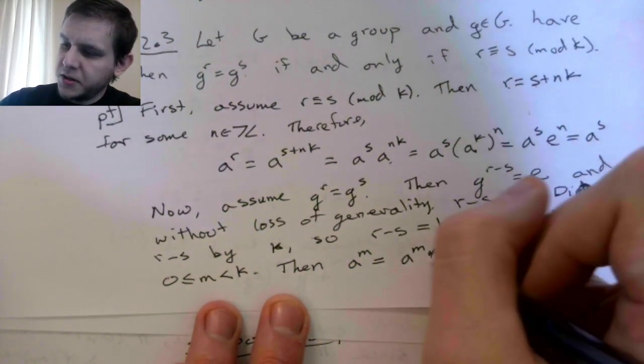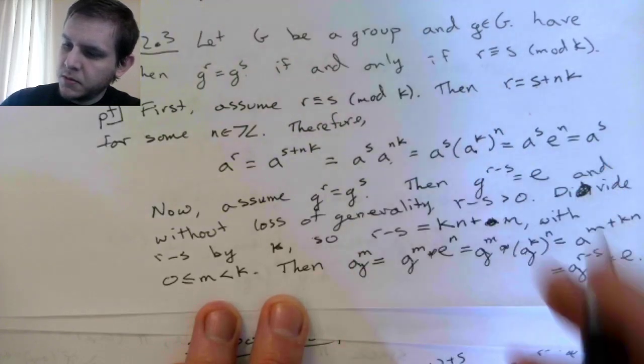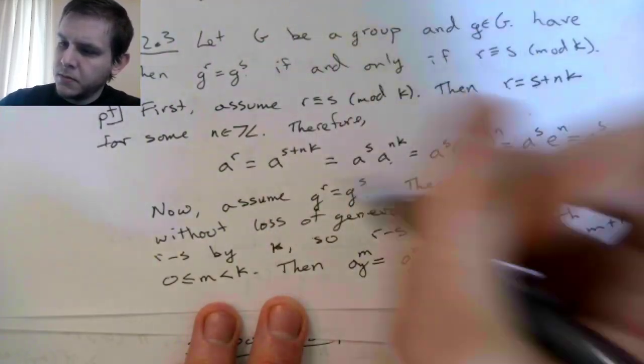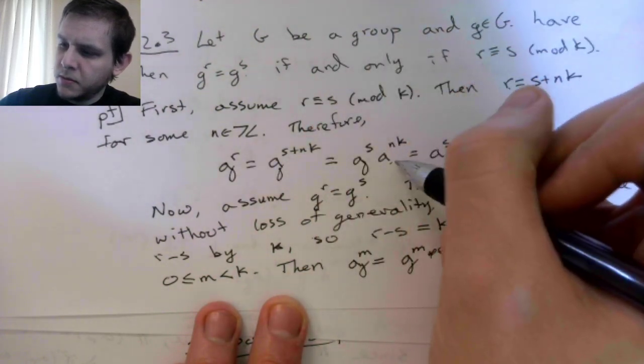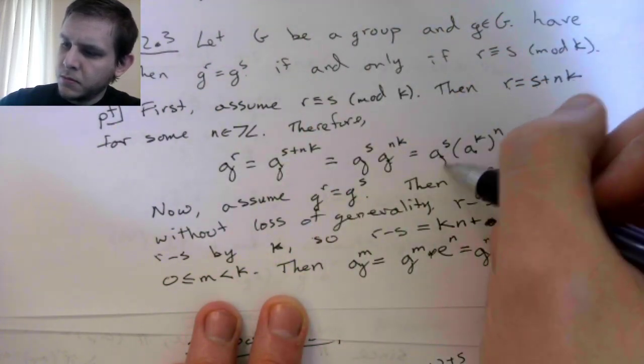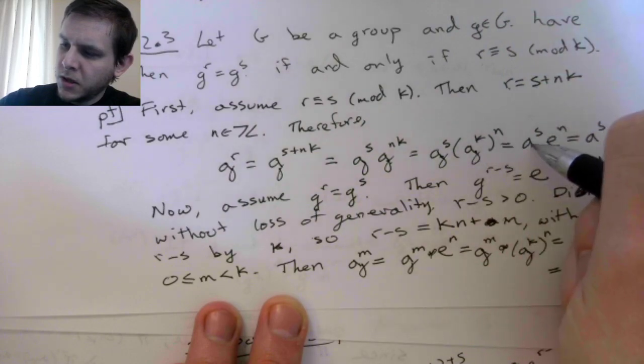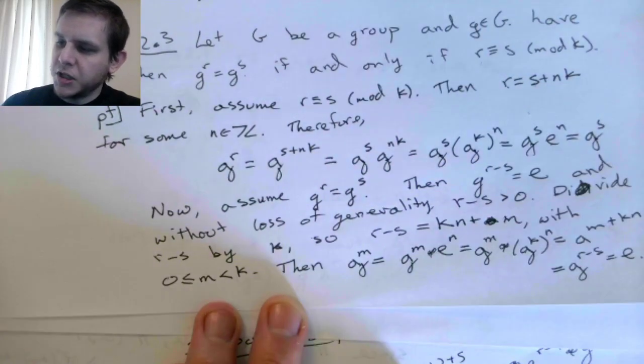And a to the R minus S was assumed to be, this should be G. All of these should be G's. Sorry about that. At least it's easy to switch an A to a G.